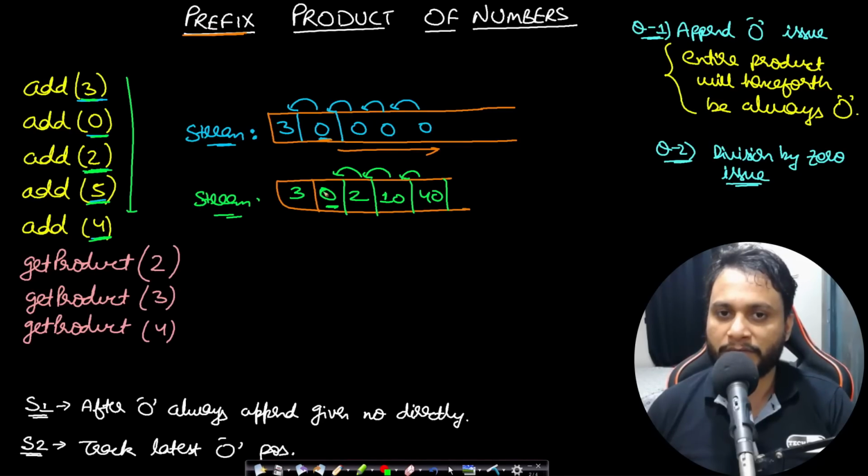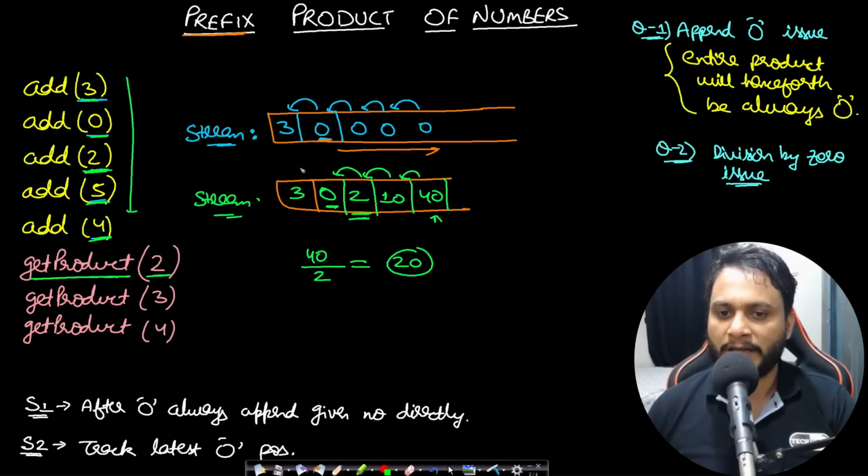Okay, so this is one of the ideas which can actually optimize our solution. And if you ask me how it will optimize, let me ask you: if you are getting the product for the last 2 numbers, then what will you do? Take the product of all the numbers here, which is 40, and divide it by this 2, which will give you the product of the last 2 numbers, which is 20, right?